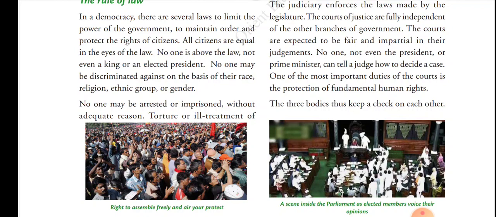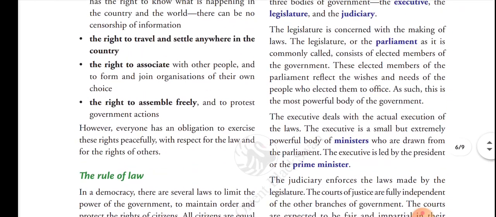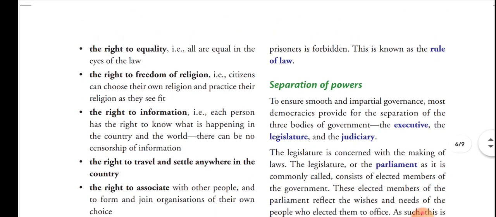And here no one can be arrested or imprisoned without adequate reason. Means without any reason no one can imprison or torture or ill-treat the prisoners. This is forbidden. Means without any solid reason the people cannot be arrested, and they cannot be tortured or ill-treated by the police. This is known as the rule of law.